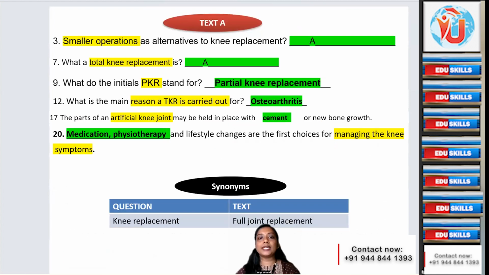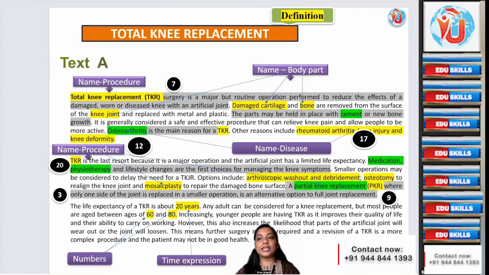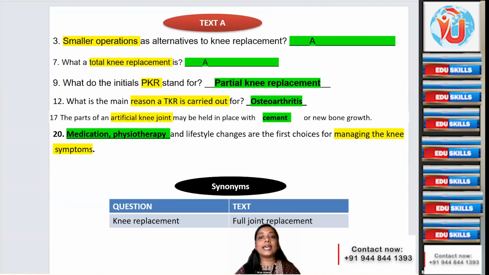What do the initials PKR stand for? That is also here. PKR stands for partial knee replacement. So when you are writing this, if you know the spelling, you have to see and write it. You have to double check your spellings. Fine. What is the main reason a TKR is carried out for?